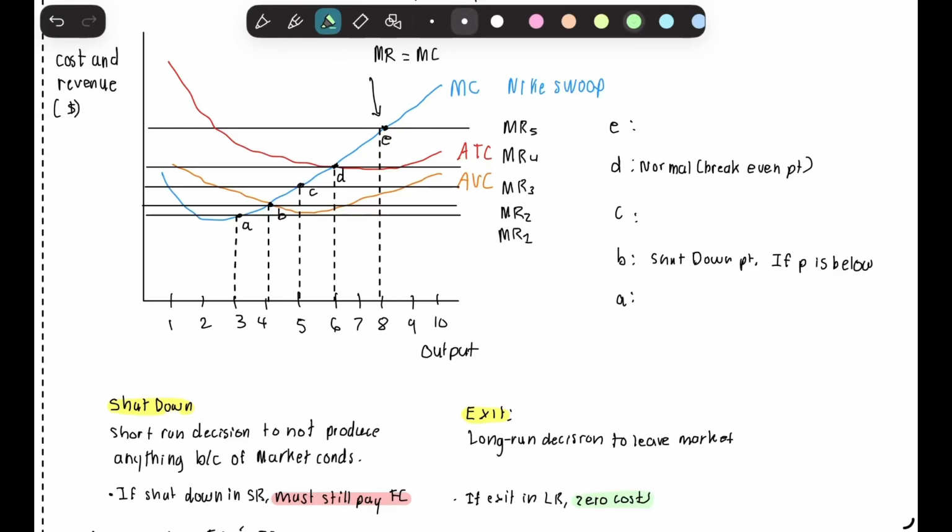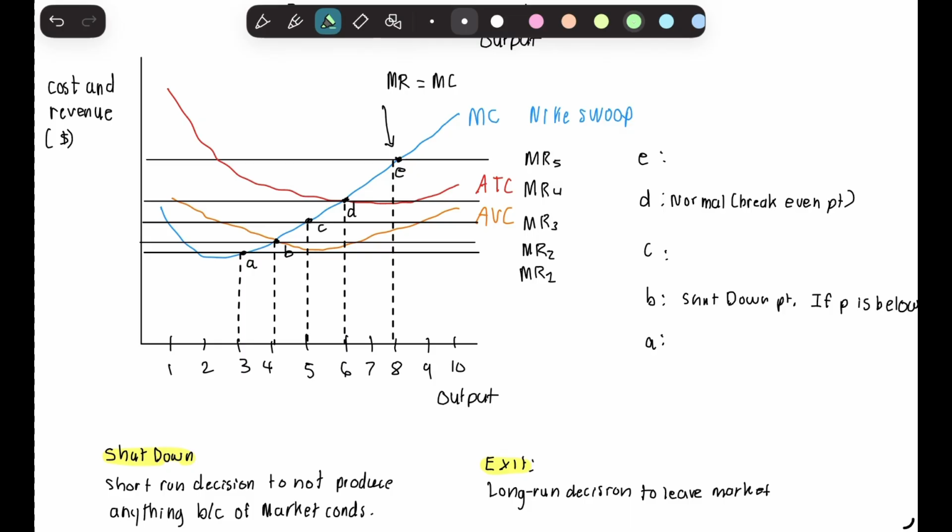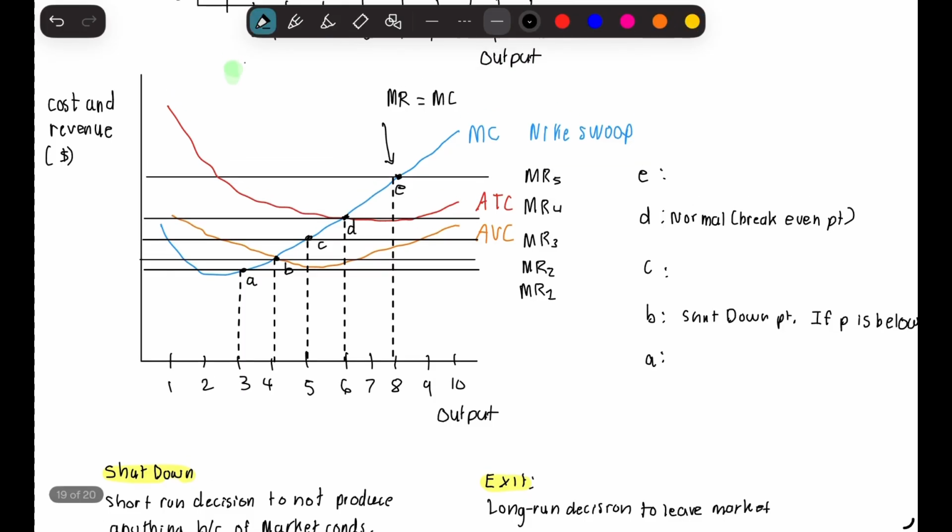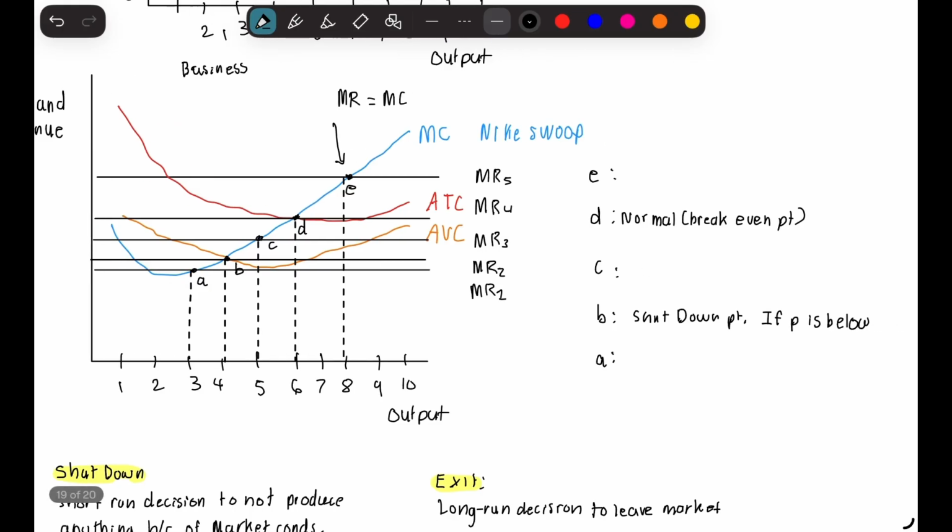In this video, we're going to be talking about the various points that are on this curve. Essentially, this is a curve that has the marginal cost, the average total cost, and the average variable cost on a graph. And there are marginal revenue lines at different horizontals that intersect, and each of these points represents a business stage that you are in, and you need to know what the meaning of each of these business stage points is.